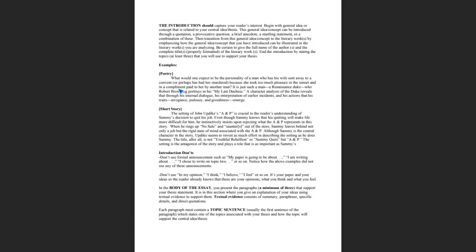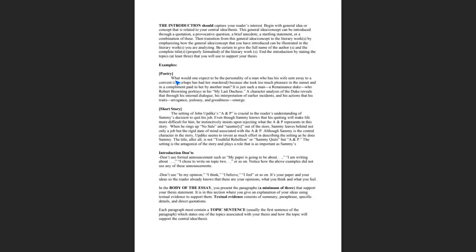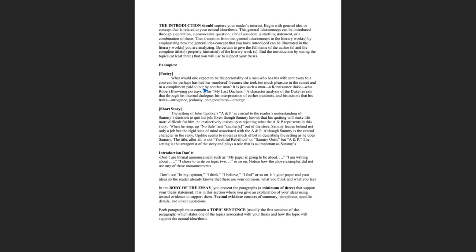So let's look at this example for poetry. So here's the introduction. What would one expect to be the personality of a man who has his wife sent away to a convent or perhaps has had her murdered because she took too much pleasure in the sunset and in the compliment paid to her by another man. This first sentence is a general idea or general concept. Notice that it has not even started to talk about the literary work, but what it does is it introduces a question, an idea, and it sets up a context.